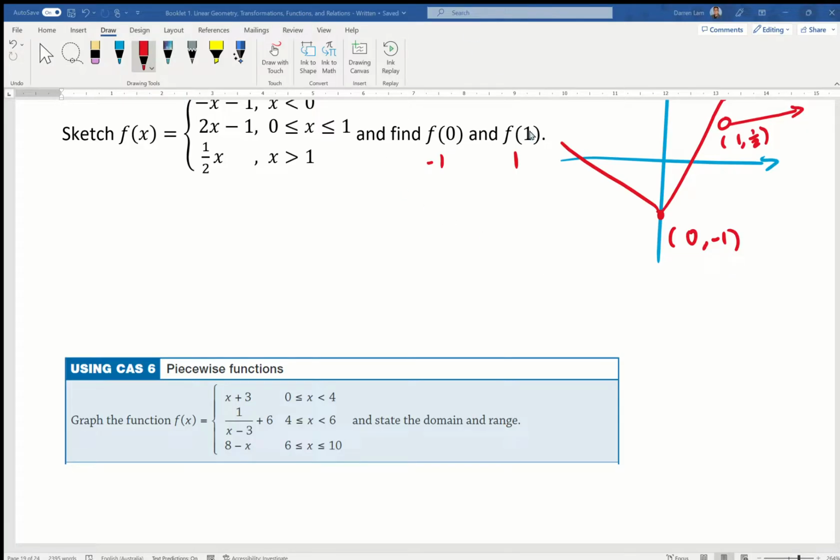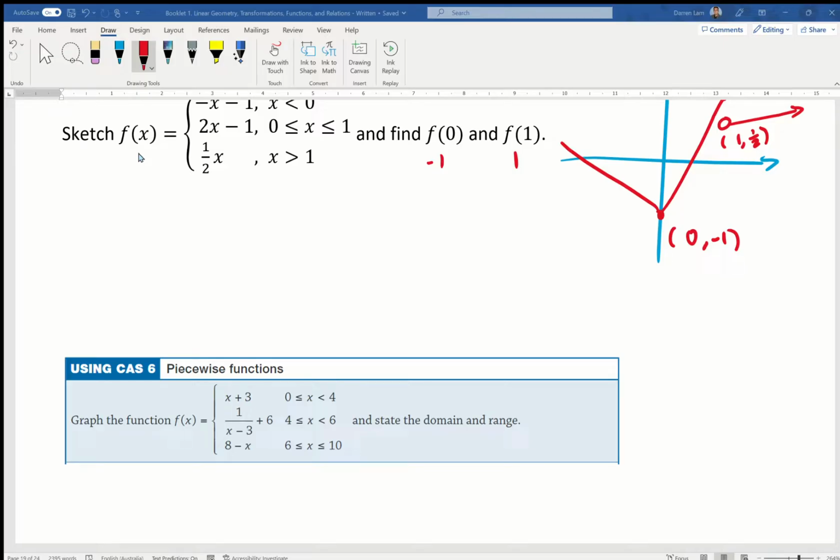What is the bottom one? It's just 8 minus x. 8 minus x, yeah. So just to reiterate, it's x plus 3, which goes from 0 to 4, inclusive of 0. 1 over x minus 3, and at the end plus 6, which goes from 4 to 6, inclusive of 4. And then 8 minus x, which goes from 6 to 10.